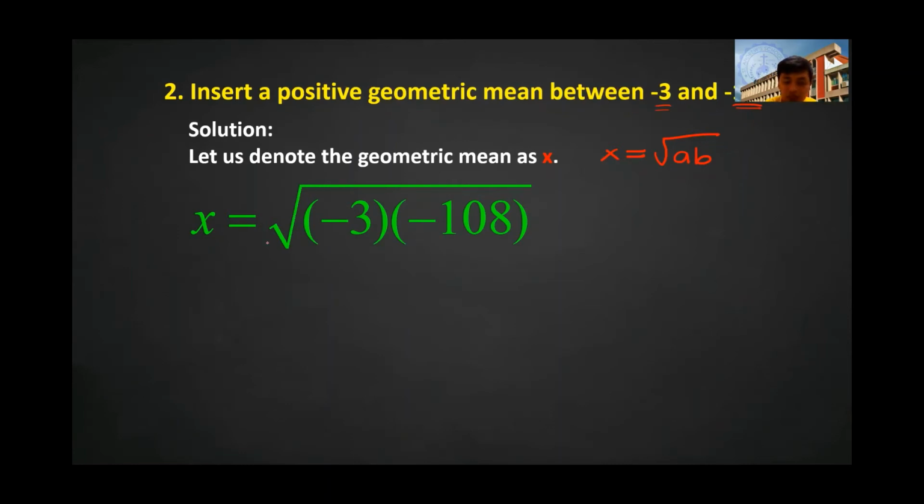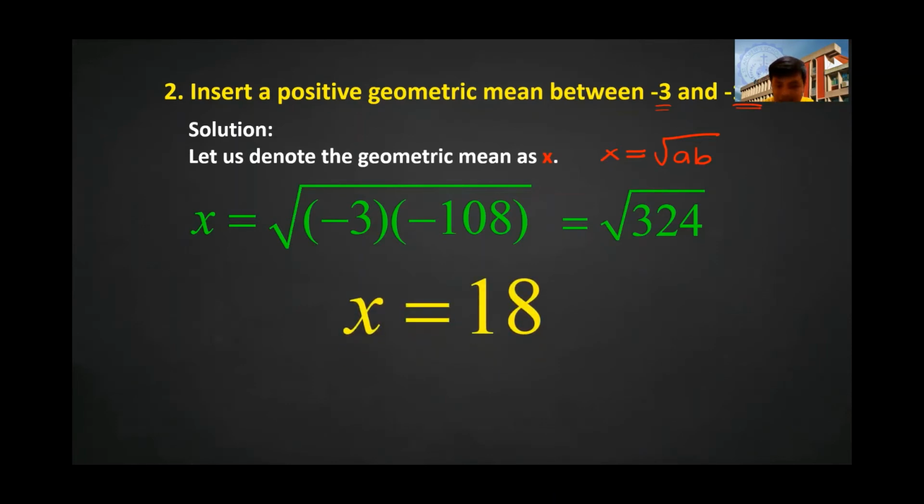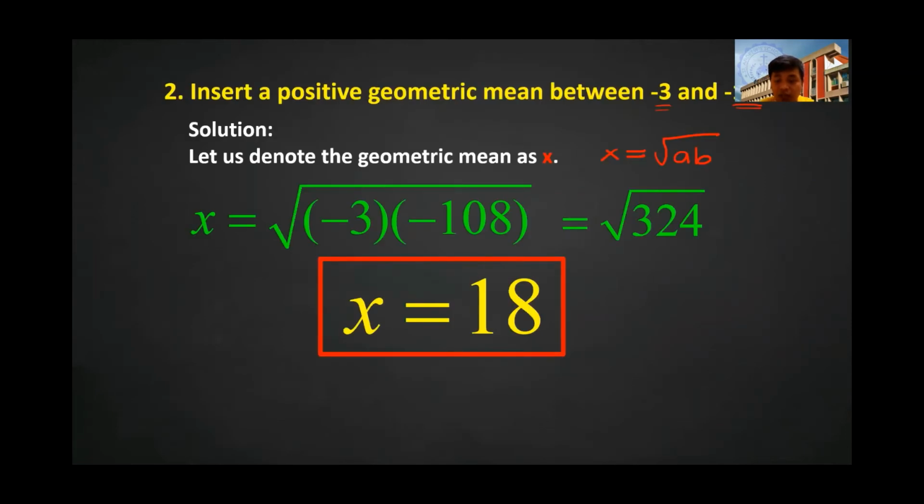Now, multiplying -3 and -108 gives us 324. And taking the square root of that, we will have 18. Therefore, our geometric mean, or the number between -3 and -108, is positive 18. Okay, so that's the geometric mean of -3 and -108.